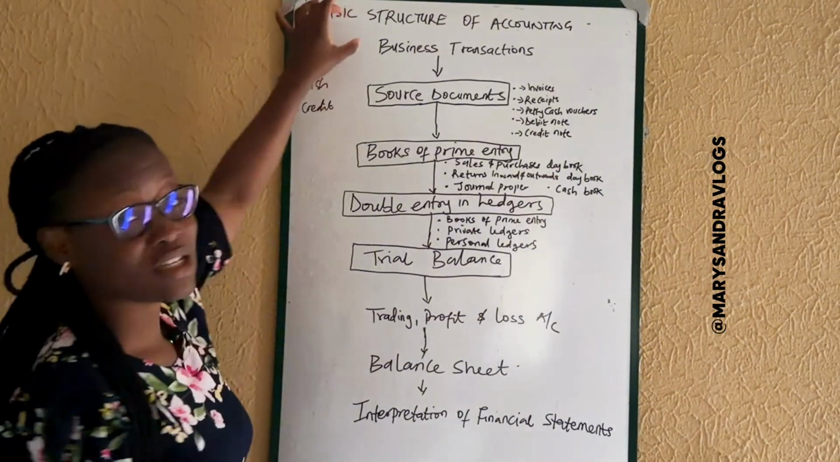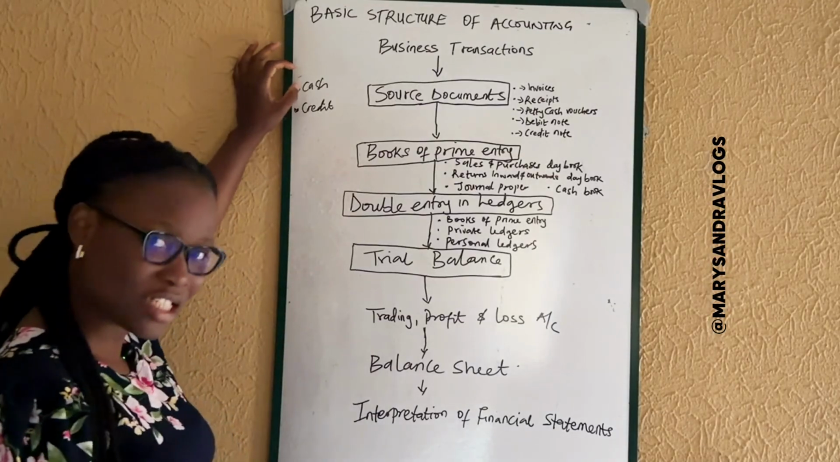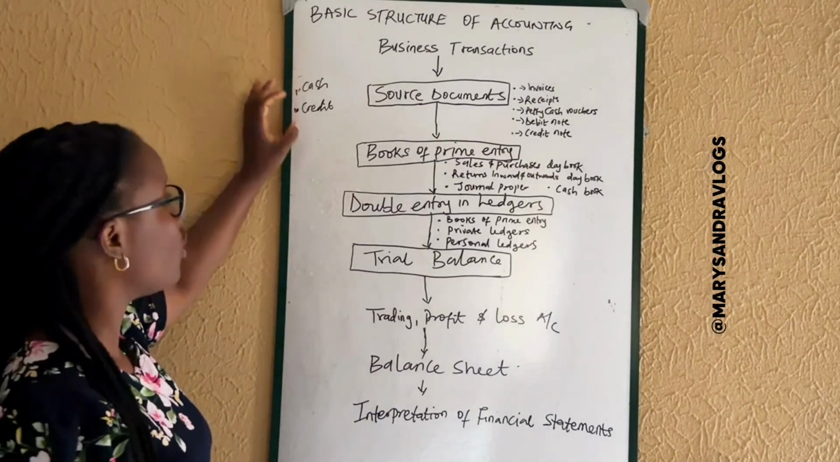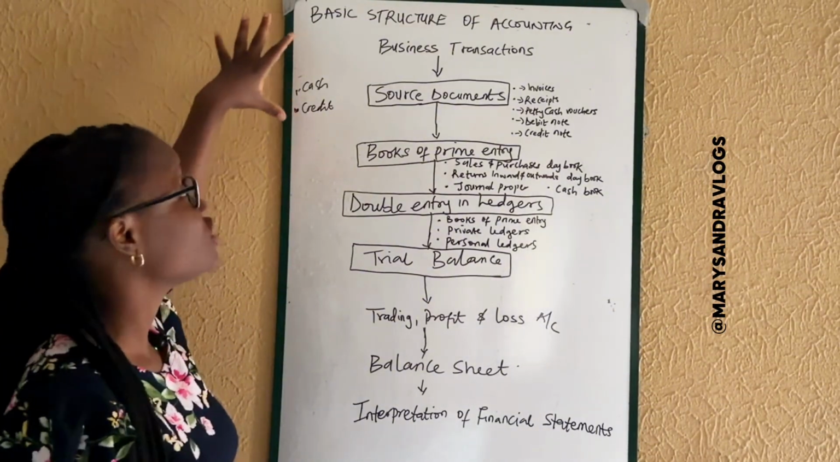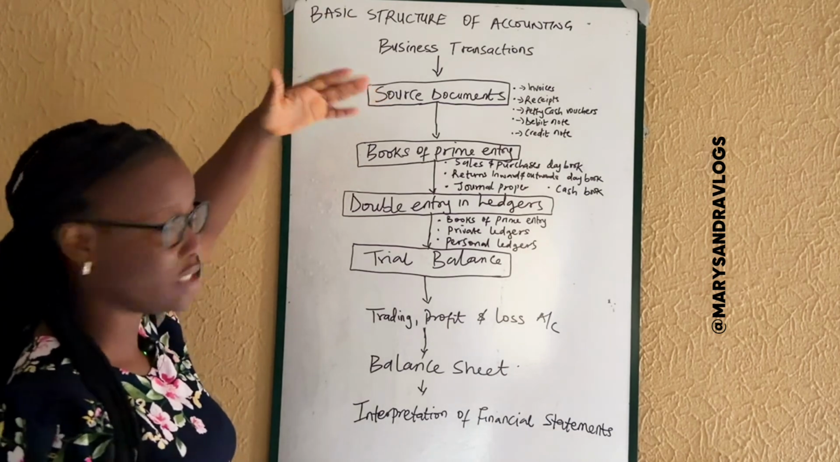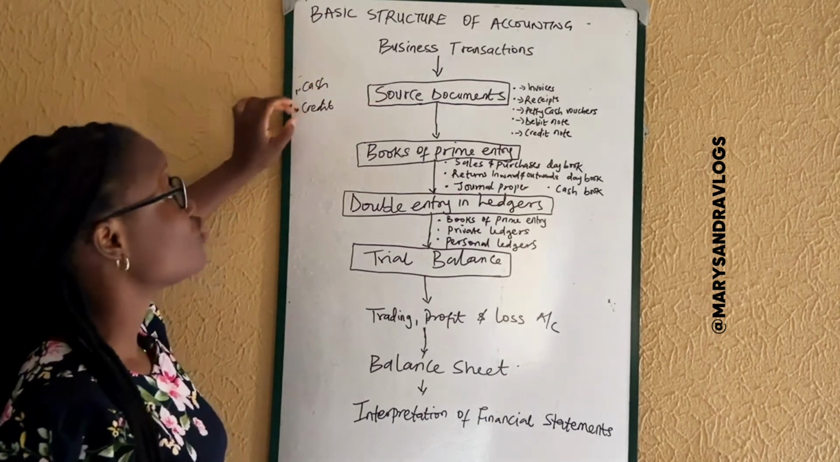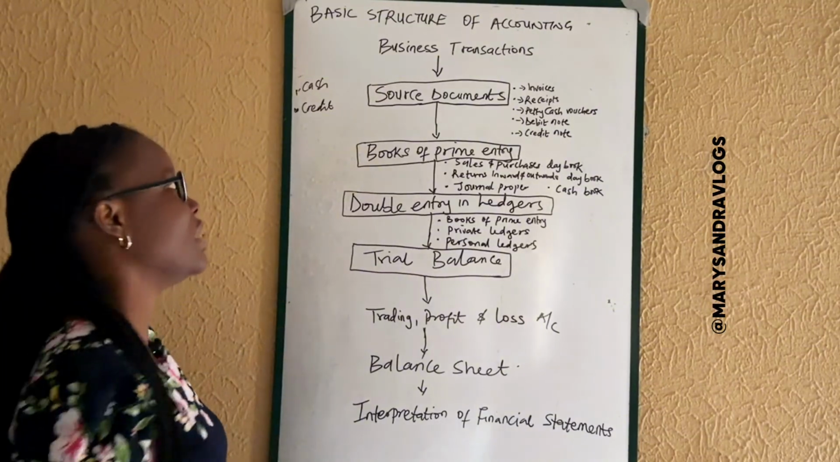When a business transaction occurs, business transactions are in two forms. It either occurs in cash, which you are paying immediately, or in the form of credit, where you pay later. So when a cash business transaction occurs, it goes to the cash book and ledgers. Credit transactions go to the books of prime entry and ledgers, just to establish that.